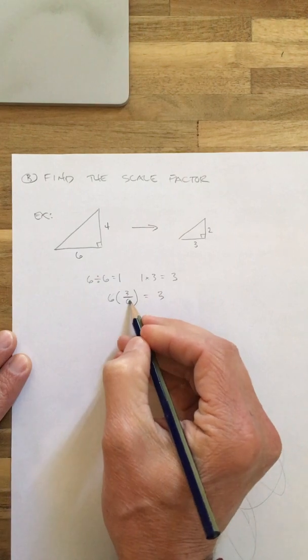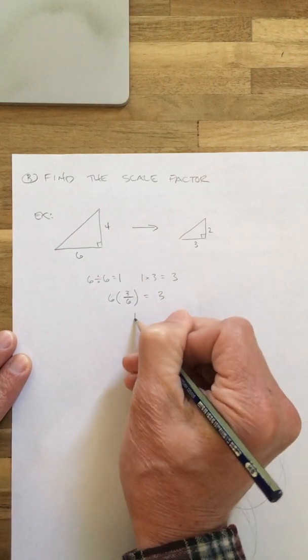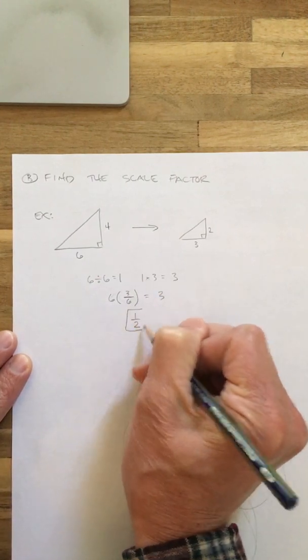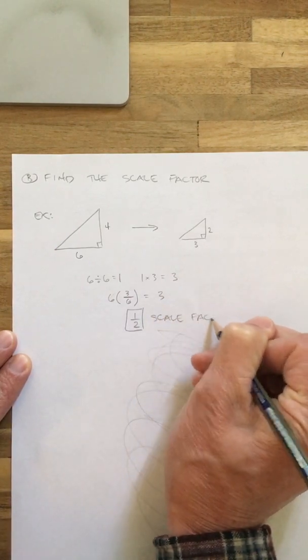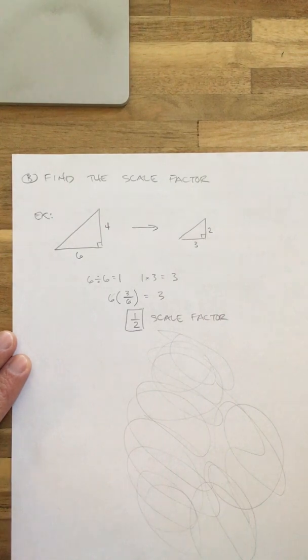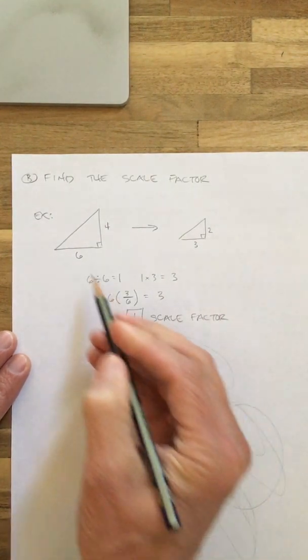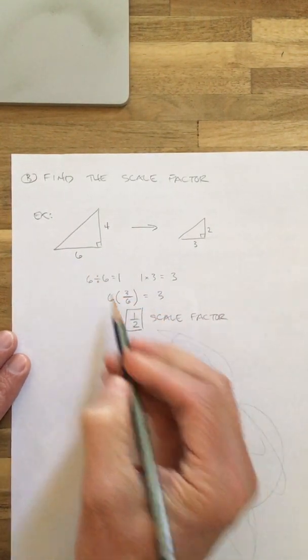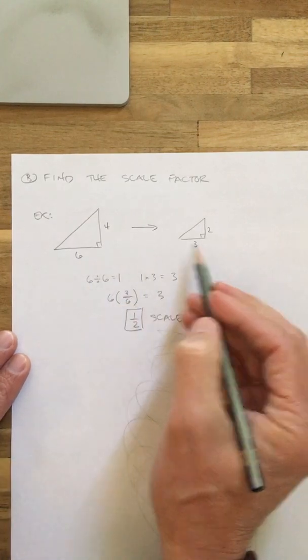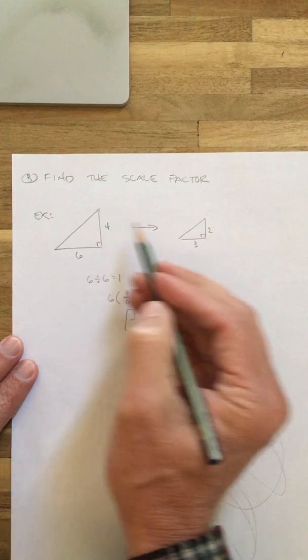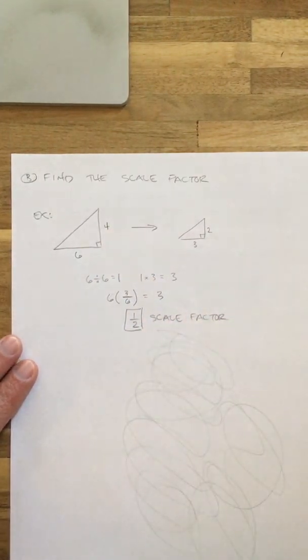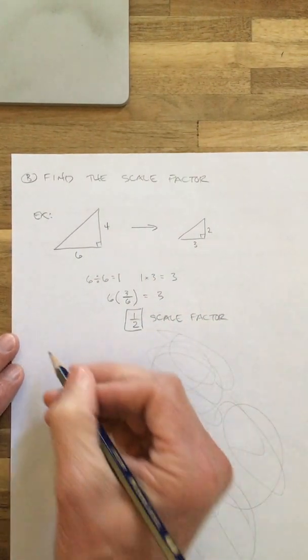And watch this. What is 3 over 6 reduced to? 3 over 6 reduces to 1/2. So that is my scale factor. And let's prove it. Ready? What is 6 times 1/2? 6 times 1/2 is 3. Half of 6, that's 3. Well, let's see if it works here. What is half of 4? That's 2. Okay, so there's our scale factor. All right, let's try another one.